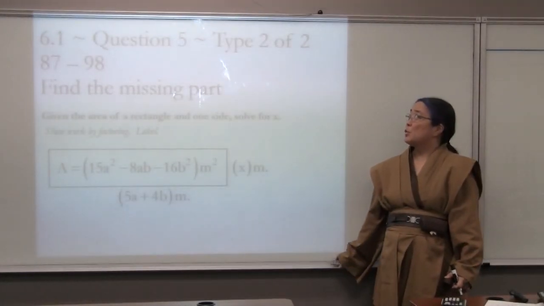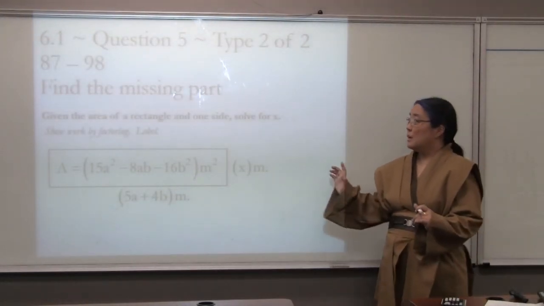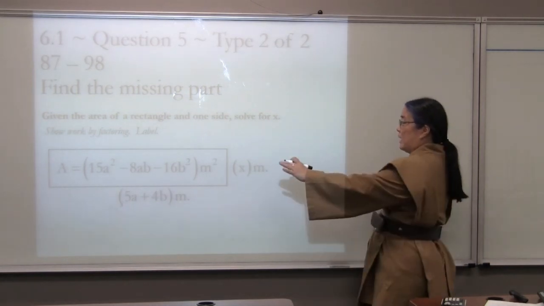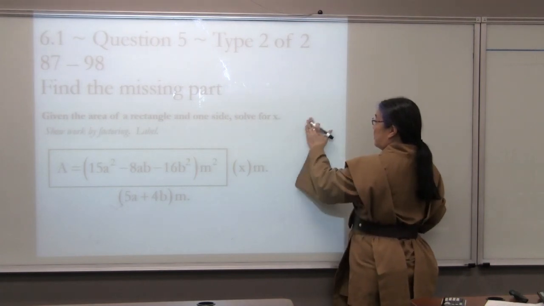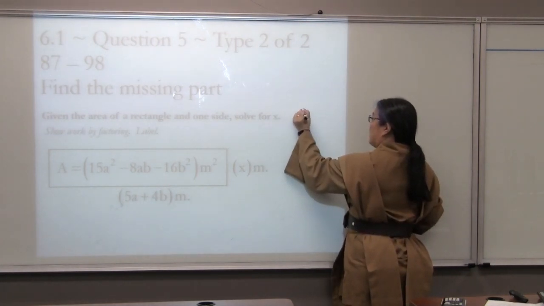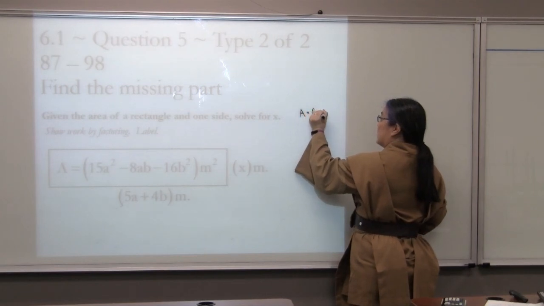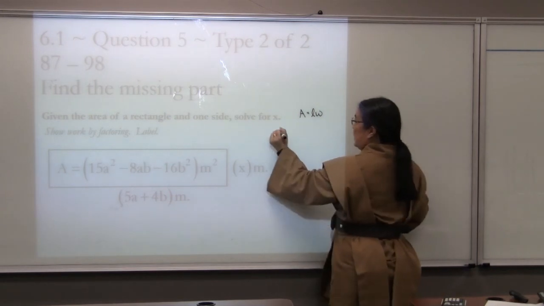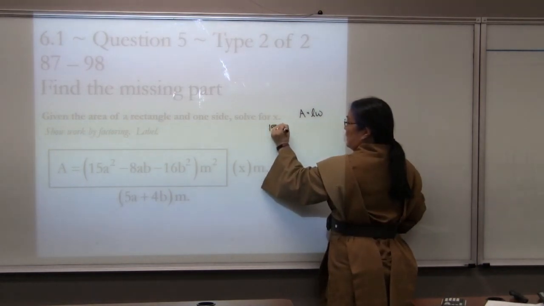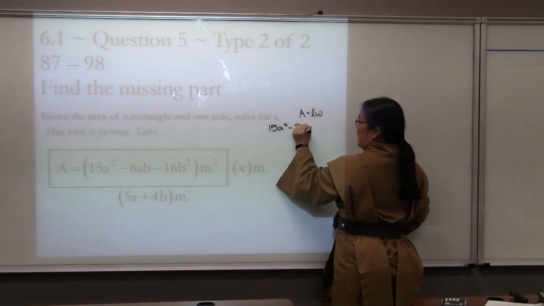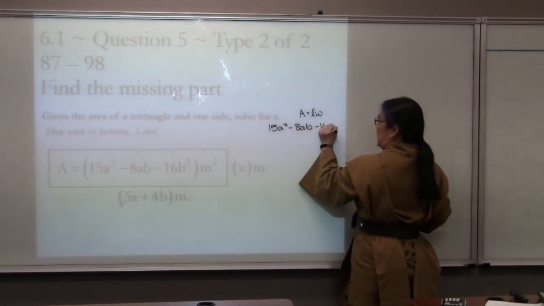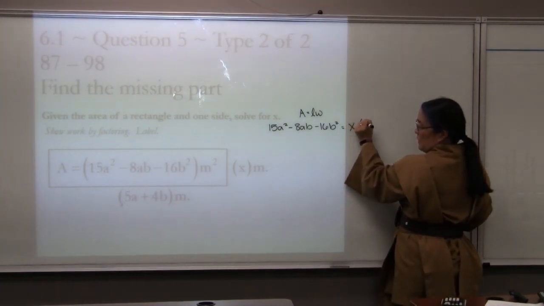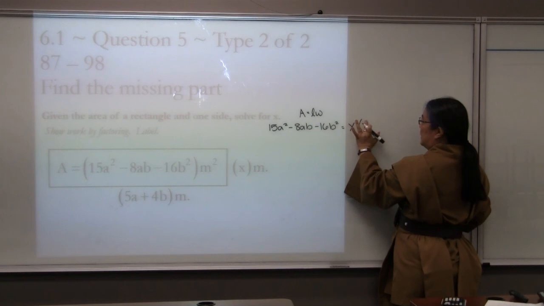Chapter 6, Section 1, Question 5, Type 2 of 2. Here, you might remember this from back in Chapter 5. We have the area of a rectangle and one side, and we're solving for x. Remember that the area formula for a rectangle is area equals length times width. That is a script L. So if we were to plug it in, we would get 15a squared minus 8ab minus 16b squared is equal to the x that we're looking for and the 5a plus 4b.